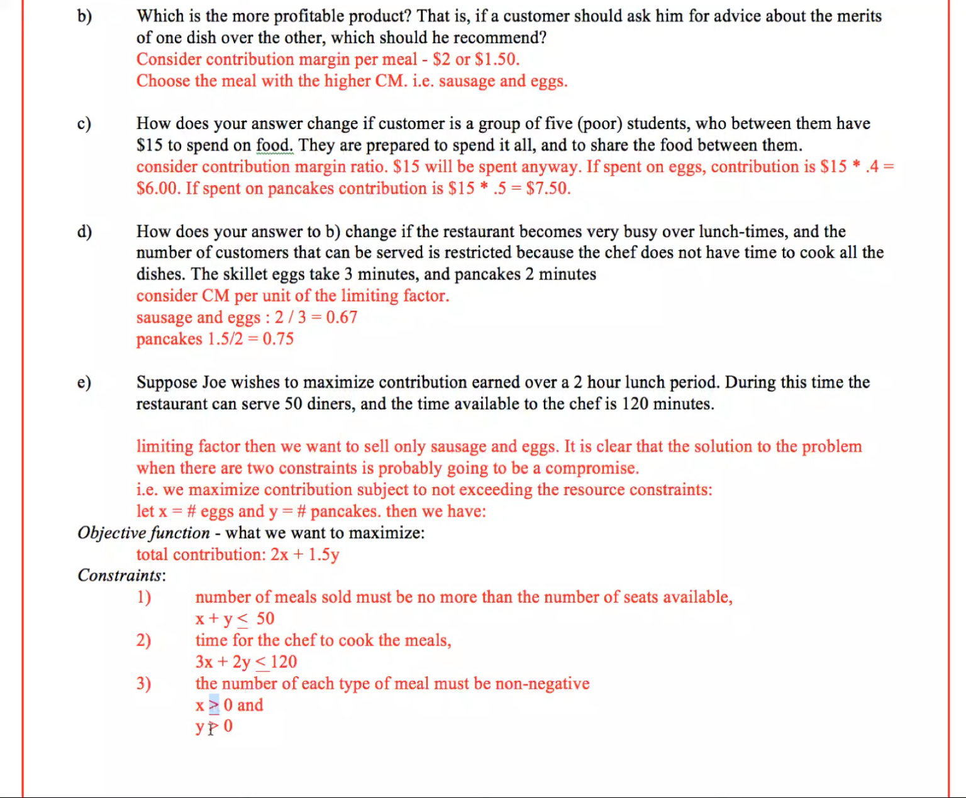And so we can set this problem up in Excel, and overall then we'd have our objective function, maximize 2x plus 1.5y, subject to the constraints x plus y is less than or equal to 50, 3x plus 2y is less than or equal to 120, and then the standard non-negativity constraints. And as I say, we can do that in Excel and use Solver, but I'm not going to do that now. You'll deal with that in a different course.